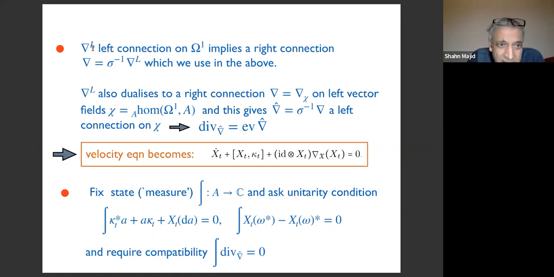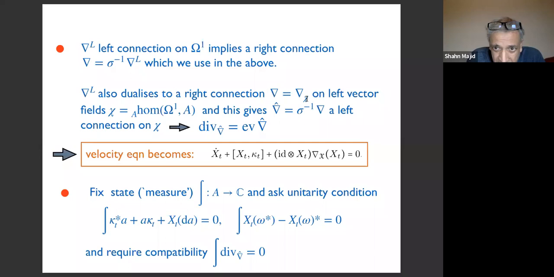So we start with a left connection, where there are lots of examples. You can look up the Levi-Civita connection, it'll be a left connection, but we can convert it to a right one easily enough by this. So our unadorned nabla will be a right connection, but we can get one from a left connection using the inverse braiding of nabla L. Now, in addition, we can take the left connection and dualize it to a right connection on the left vector fields. I'm going to call that nabla chi.